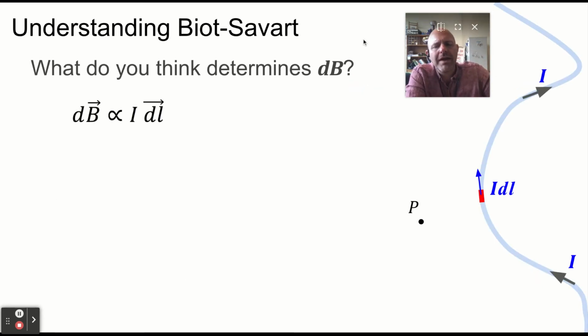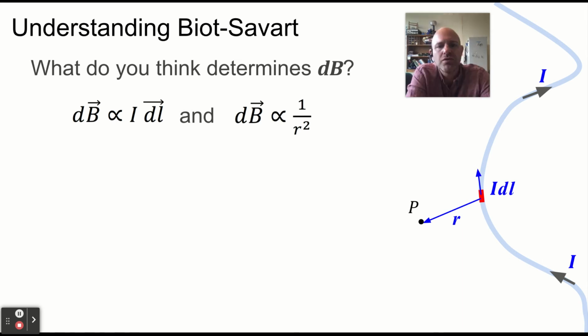So what do we think affects this? It turns out it's proportional to current, and it's proportional to 1 over r squared, which is, again, probably not that surprising. Those are the kind of relationships we see a lot in physics, and so that's what we're going to see here as well when we go ahead and do this.